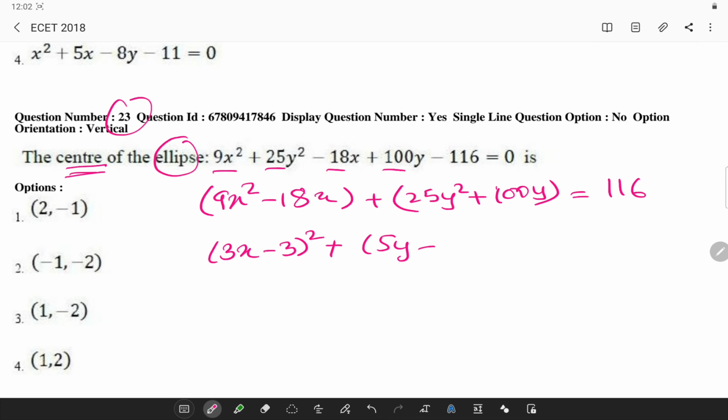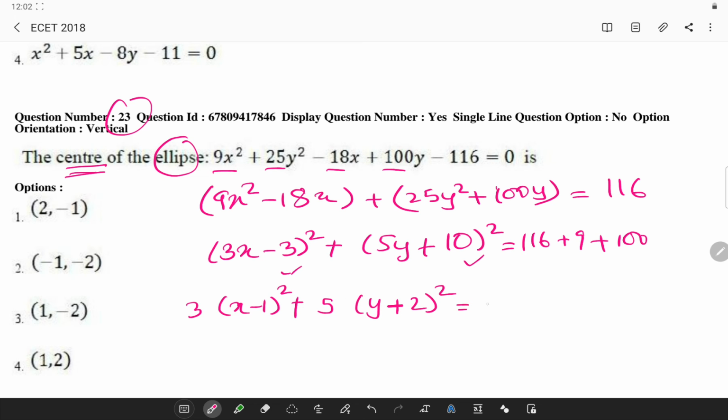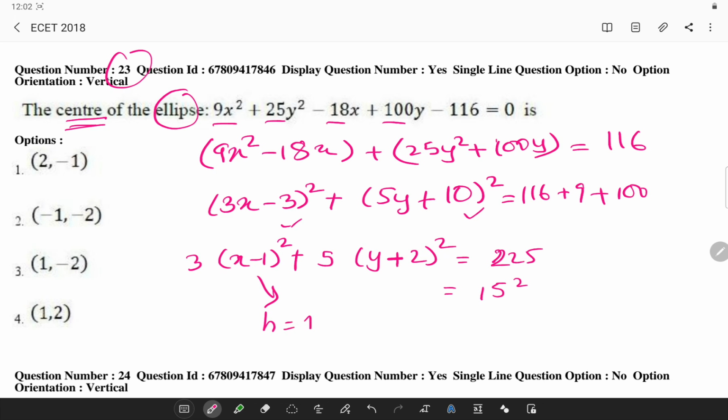So the ellipse equation will be generally in the form of x square by a square plus y square by b square is equal to 1. So I'm just trying to get into a generalized form. So 5y plus 10 whole square. Now I'll be left with 116. So I'll have an extra 9 from this and extra 100 from this. So this I can finally write as 3 into x minus 1 whole square plus 5 into y plus 2 whole square is equal to 225 or 15 square. So from this, h is equal to 1 and k is equal to minus 2. So h comma k is the center, which is 1 comma minus 2. So answer is third option.